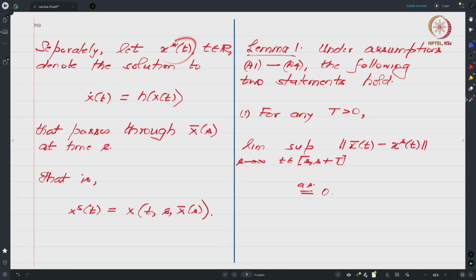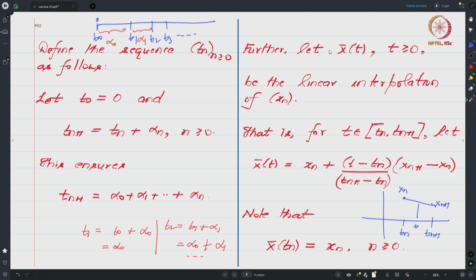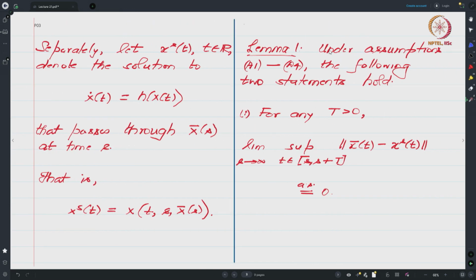So, what is x^s(t)? Well, x^s(t) is the solution to your limiting ODE that at time s passes through x bar of s. Recall that this x bar is your linear interpolation. So, we look at the value of the linear interpolation at some time s in R, and whatever this x bar of s is, we force the solution of this ODE to pass through this point at time s, and whatever that solution is, we will refer to it as x^s(t).